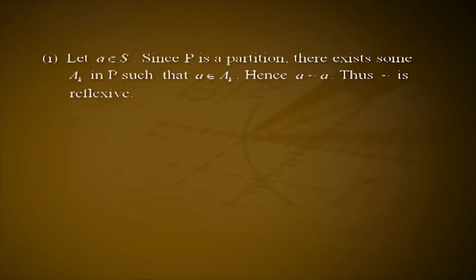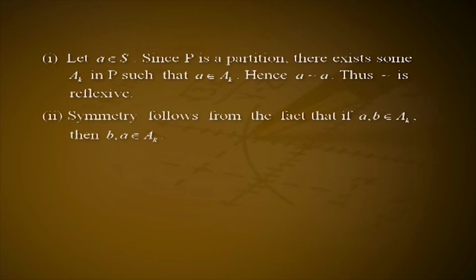The converse of the above theorem is also true, that is Theorem 6. Suppose P, the collection {A_i}, is a partition of a set S. Then there is an equivalence relation tilde on S such that the set S/~ of equivalence classes is the same as the partition P. Proof: for a and b belong to S, define a related to b if a and b belong to the same cell A_k in P. We need to show that the relation is reflexive, symmetric and transitive. 1. Let a belong to S. Since P is a partition, there exists some A_k in P such that a belongs to A_k. Hence a is related to a. Thus the relation is reflexive.